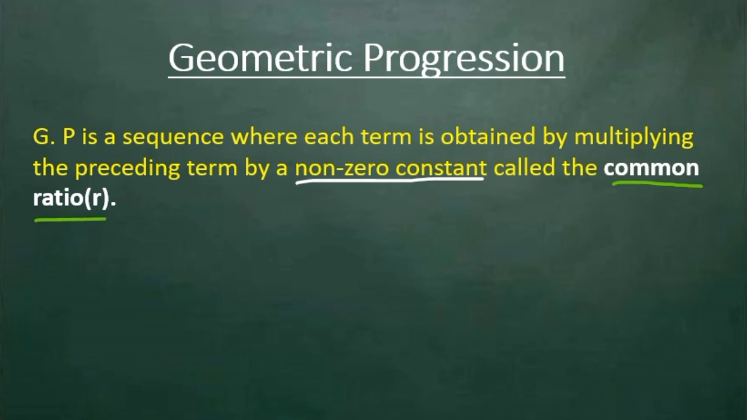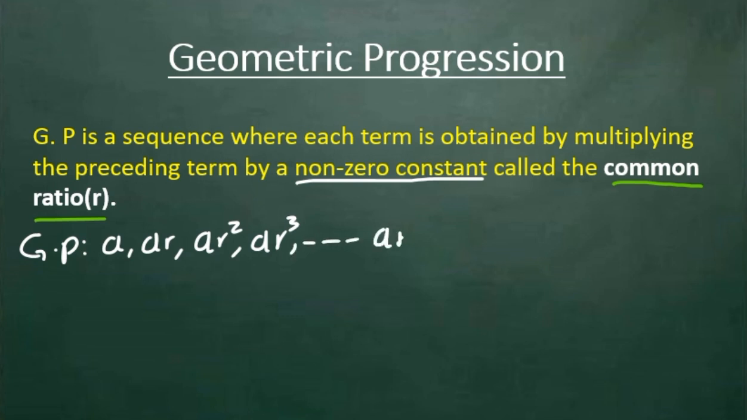Now, this GP can be generated by the first term A, then the second term AR, the third term AR to the exponent of 2, and the fourth term AR to the exponent of 3. This sequence continues to AR to the exponent of n, where A is the first term and R is the common ratio.